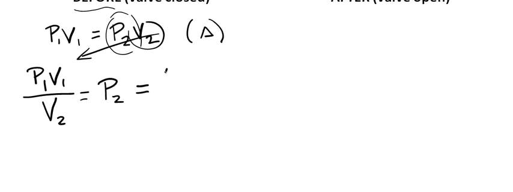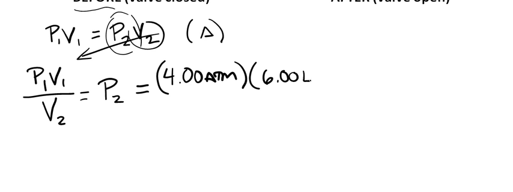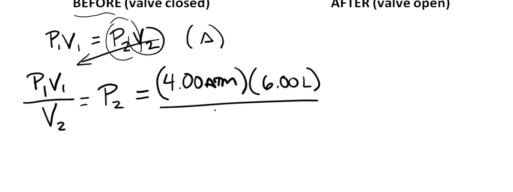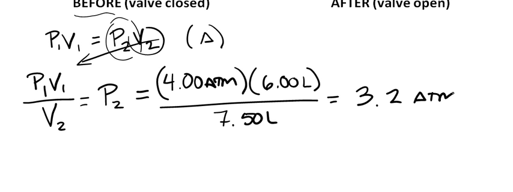So we have our initial pressure at 4 atmospheres. And our initial volume before the valve is opened is 6 liters. And then once we open up that valve, again, the combined volume is going to be 7.5 liters total. So we'll put our final volume down there. And when we type that in, we get a pressure of 3.2 atmospheres. Now that's a lot different than the 4 atmospheres that we just were given there.